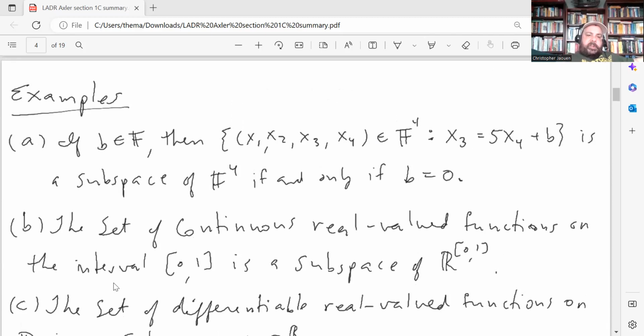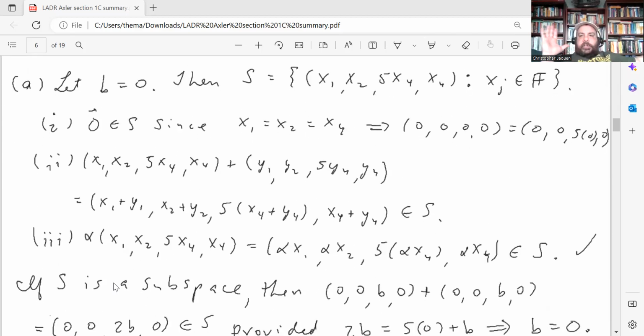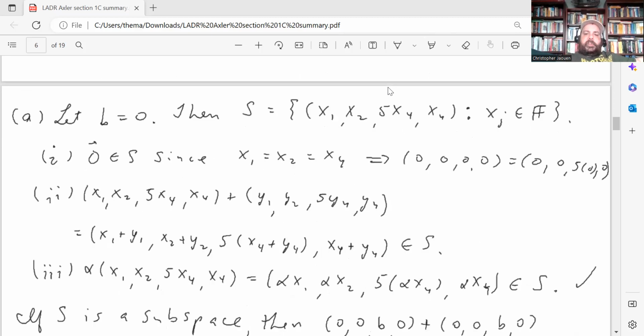So before we get to the other ones, let's actually look at that. Here I did it both ways because it's if and only if. It's a biconditional. So starting with assuming that b is 0, then S looks like this. It's the set of all 4-tuples where the first and second component can be anything, and same thing for the fourth component, but the third component has to be 5 times the fourth component, because b is 0.